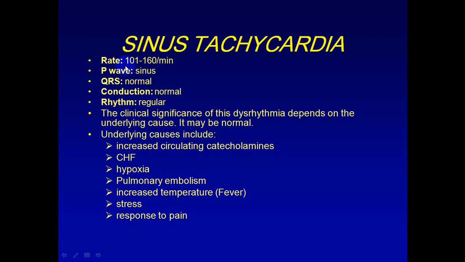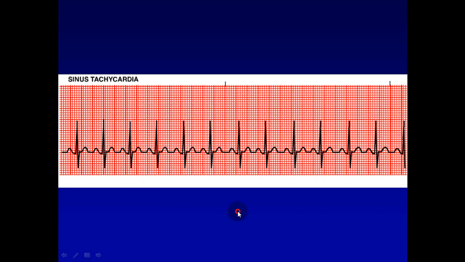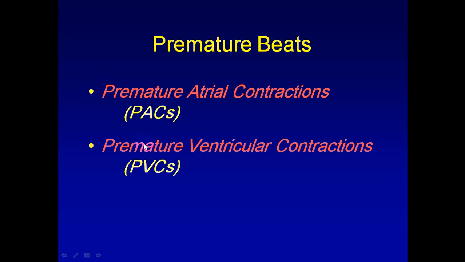If the rate is between more than 100 and 160, with P wave normal, QRS normal, conduction normal, and regular, this is called sinus tachycardia. Sinus tachycardia can be found in conditions such as stress, psychological causes, heart failure, hypoxia, pulmonary embolism, fever, increased temperature, and response to pain, and so on. In this ECG, the rate is about 120, and the P wave and QRS complex are at the same distance, normal PR, normal QRS complex, so it is sinus tachycardia.